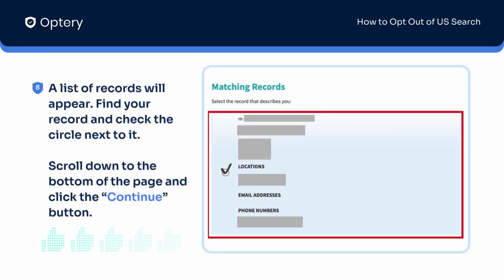A list of records will appear. Find your record and check the circle next to it. Scroll down to the bottom of the page and click the Continue button.